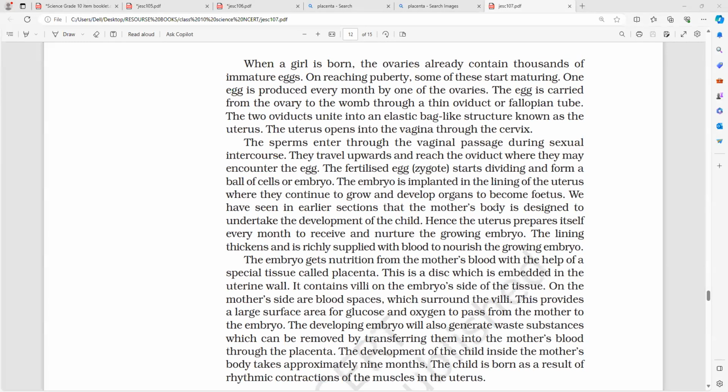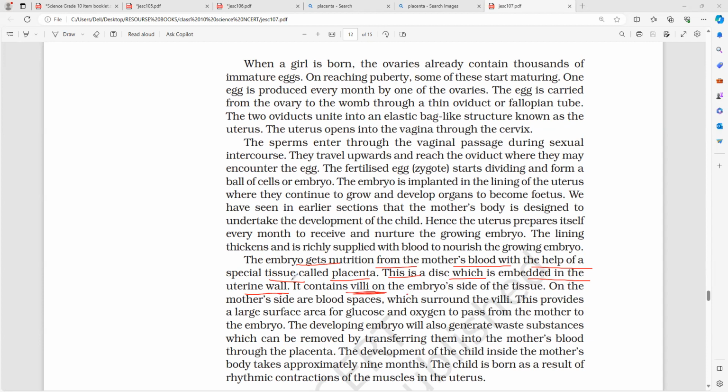The mother's body is designed to undertake the development of the child. Hence, the uterus prepares itself every month to receive and nurture the growing embryo. Where is it, Hari? See the next paragraph. Embryo gets nutrition. The uterine wall, the disc, that is what we say is a placenta. The embryo gets nutrition from the mother's blood with the help of a special tissue called placenta. This is a disc which is embedded in the uterine wall. It contains villi. Have you noticed that? Villi on which side? Everybody?